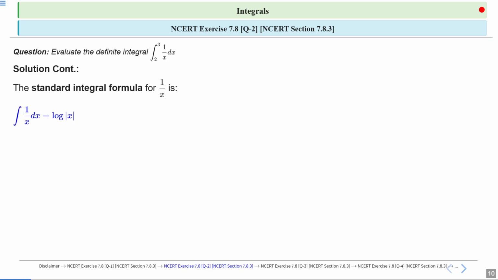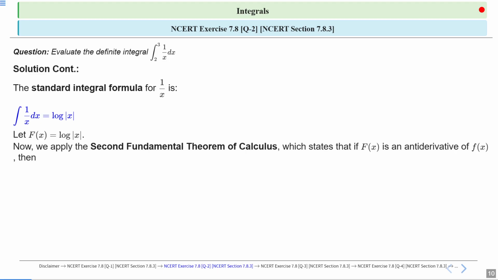So when we calculate the antiderivative, that is, the integration of 1 by x dx is equal to log x. It is a standard integral formula. So capital Fx is equal to log x. That is the value of the antiderivative. Step 1 is completed.